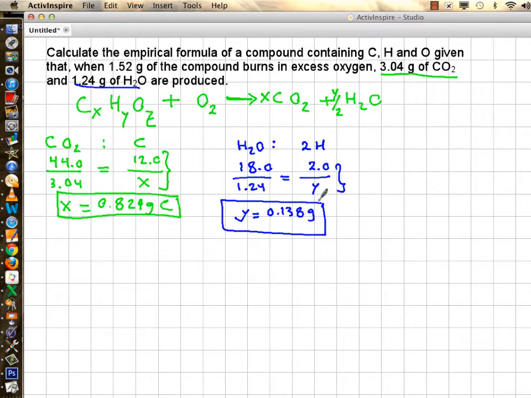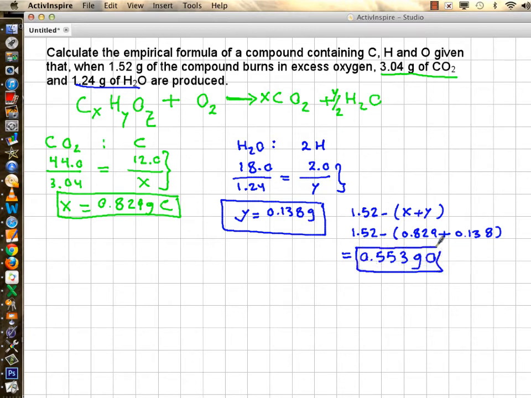Okay, now we also have oxygen, so what I'm going to do is add the quantity of X and Y and subtract from 1.52 in order to tell how much oxygen we have. So grams of oxygen simply is equal to 1.52 minus (X plus Y). So it's 1.52 take away 0.829 plus 0.138. And that will give you 0.553 grams of oxygen. So this came to life.